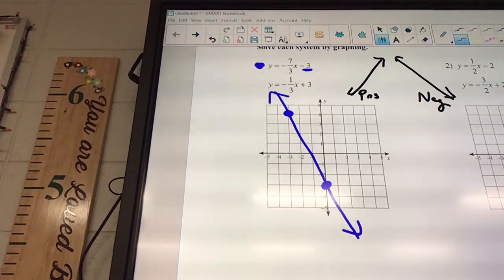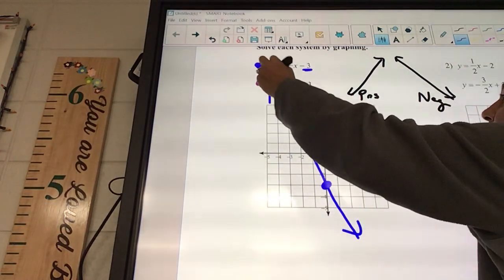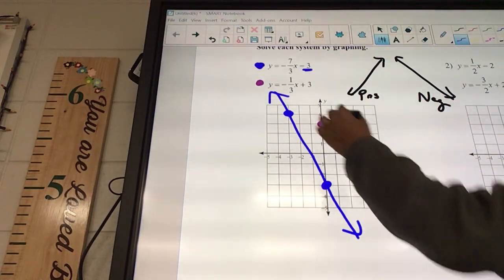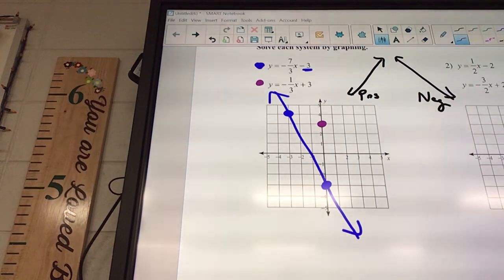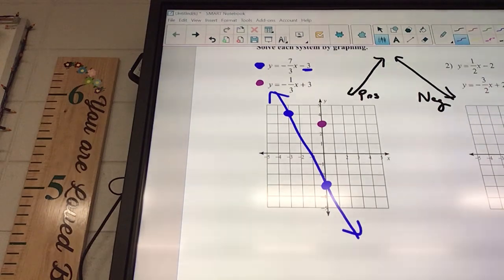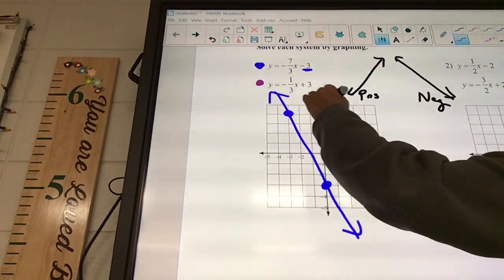And then for line 2, it's gonna start at +3. Okay, and I'm gonna do this one in purple. Okay, so we're gonna go to the Y line and find the +3. And my slope is what? -1/3. Okay, so from the dot I just made, we're gonna go up 1 and over 3 which way? Okay, we're gonna go up 1 and over 3.